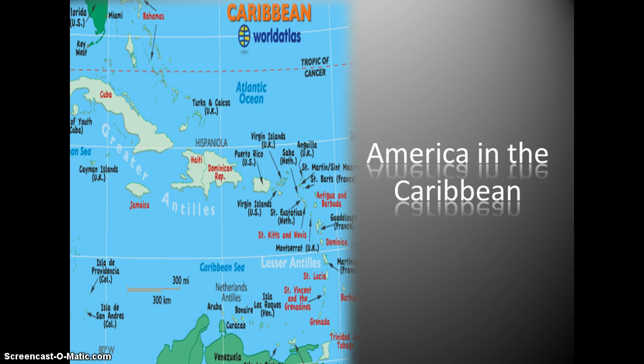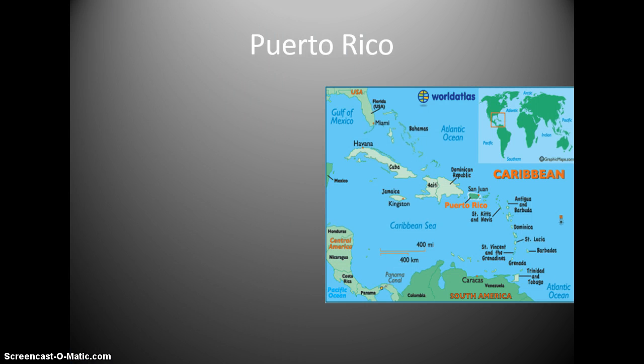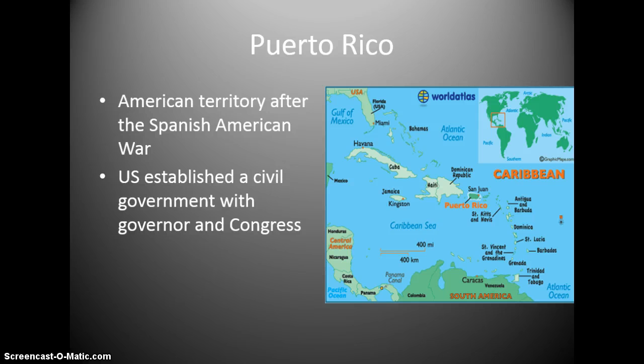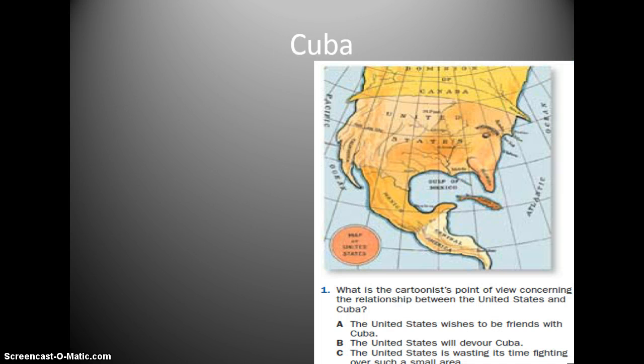This video is going to help you get prepared for Monday's class. What this video will go over is America and the Caribbean as well as Latin America. As we talked about before, after the Spanish-American War was over, Puerto Rico was handed to the United States, and the United States established a civil government with the governor and Congress.